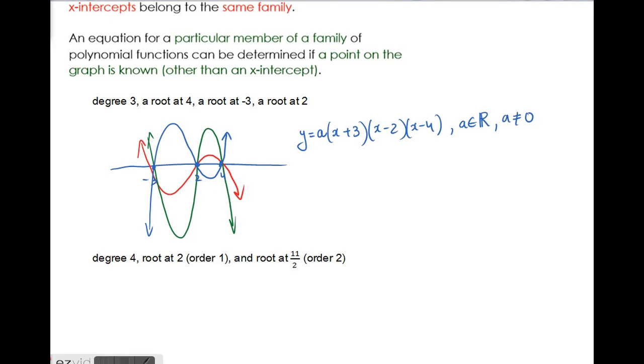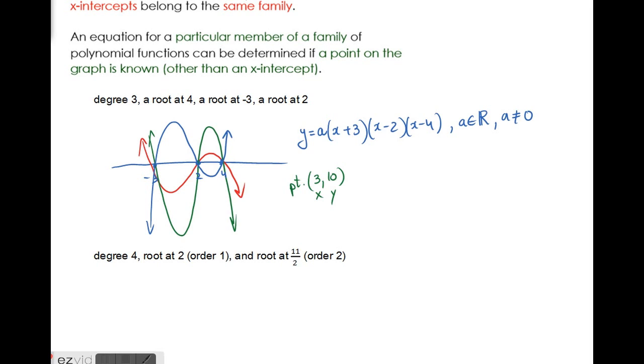It would be just a horizontal line at y equals 0 instead. If you were given an actual point of the cubic, for example, (3, 10), then you could plug this point in for x and y into the equation, solve for a, and find the unique equation for this family.